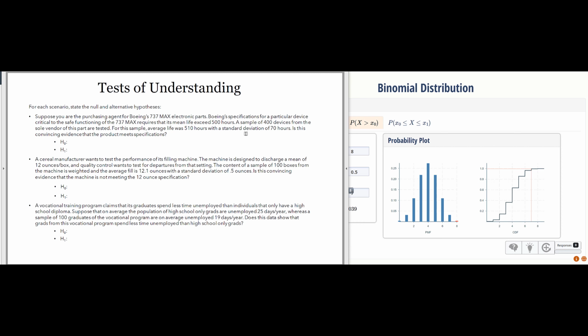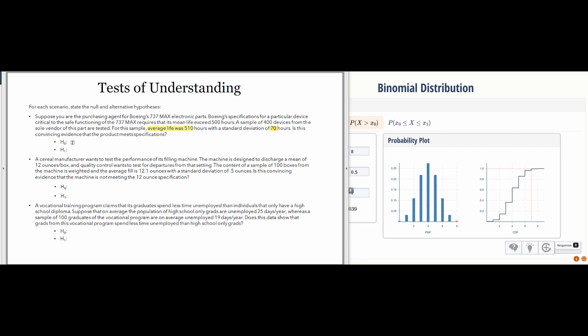That is, these are not 400 devices carefully selected by the vendor to try to prove that their parts are good. We have obtained these parts without any involvement from the vendor. And in this sample of 400, we compute that there's an average of 510 hours with a standard deviation of 70 hours. What is our null hypothesis here? Our null hypothesis is going to be the thing that we fear might be true, which is that these are not going to meet our expectations.